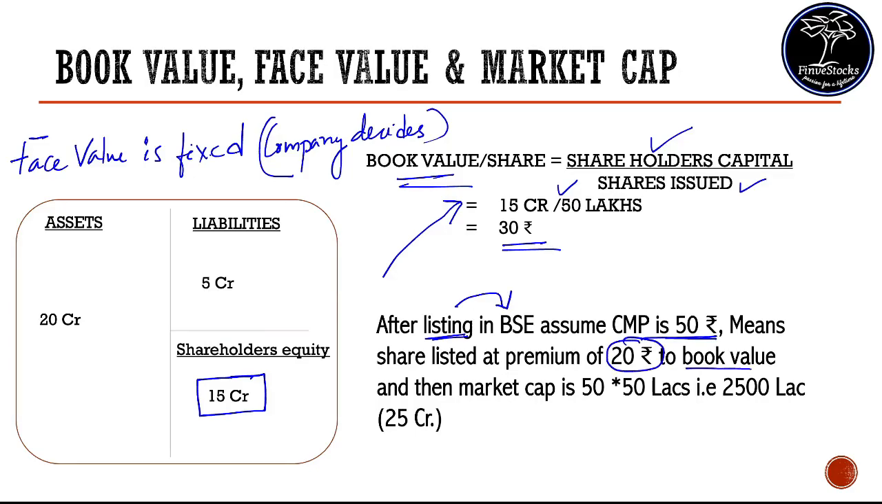So what is market capitalization? Market capitalization is the current price of a particular stock multiplied by the total number of shares. In this case, the current price is 50 rupees and the total issue of shares is 50 lakhs. So the market cap is 25 crore rupees. Now we will see profitability ratios in detail.